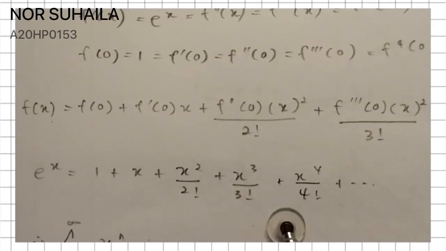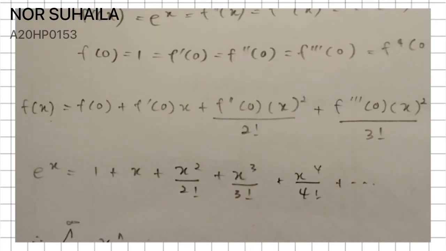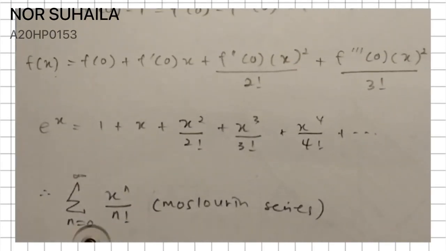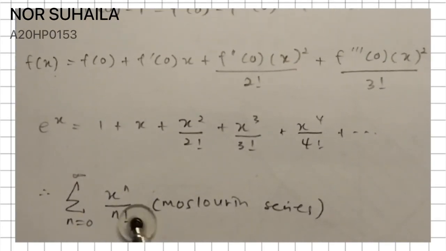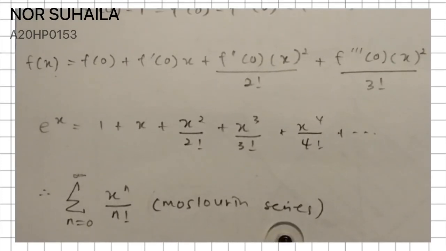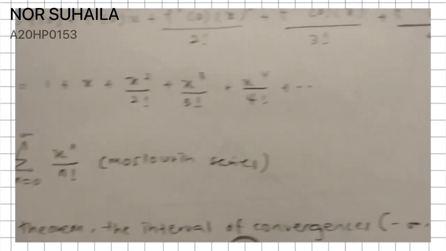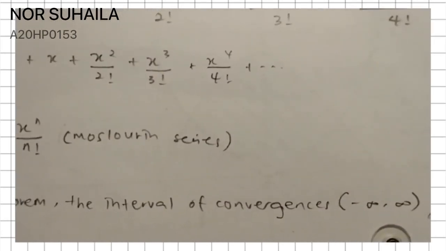Divide by 3 factorial plus x power 4 divided by 4 factorial plus dot dot dot. We got the final answer. So the series of x^n over n factorial is a Maclaurin series. So for the theorem, the interval of convergence is negative infinity to infinity.